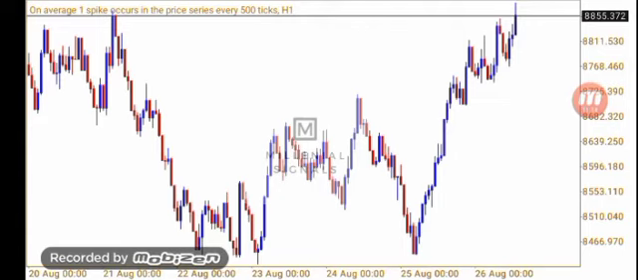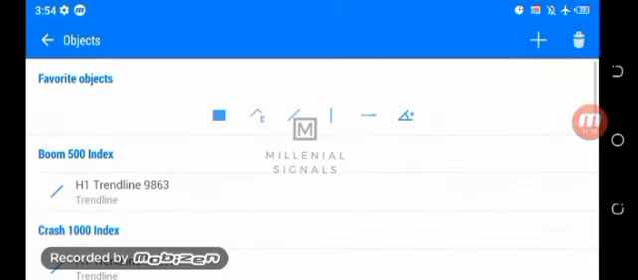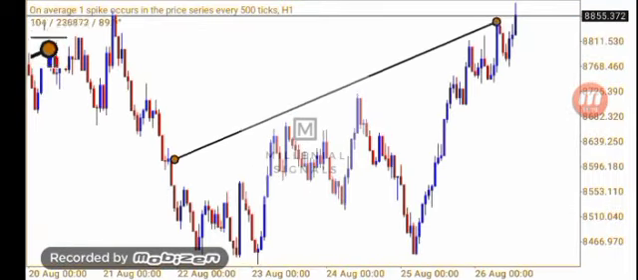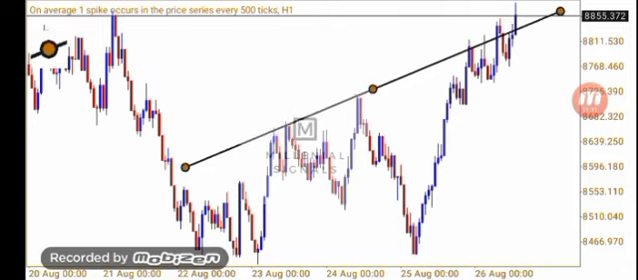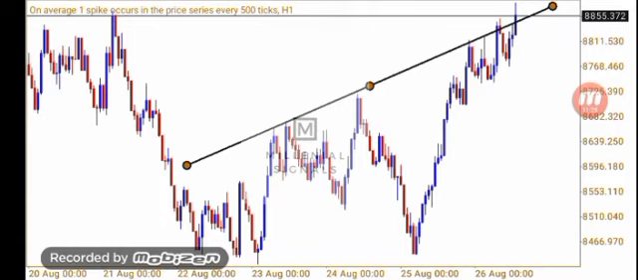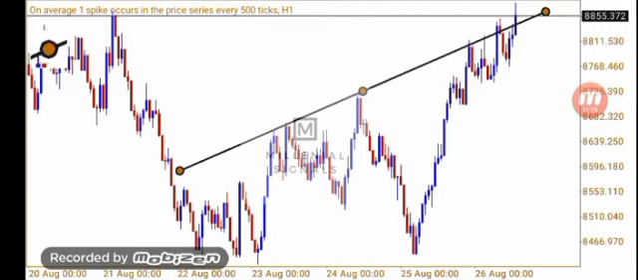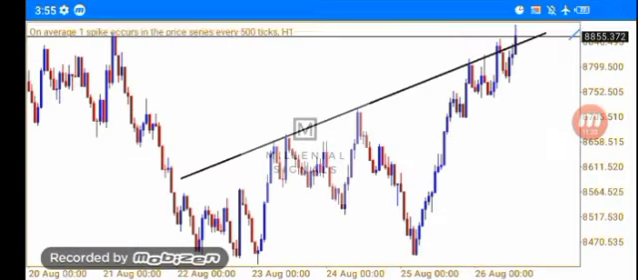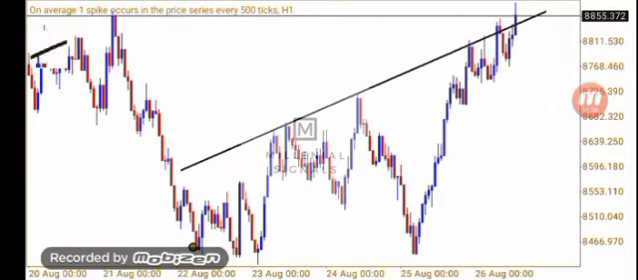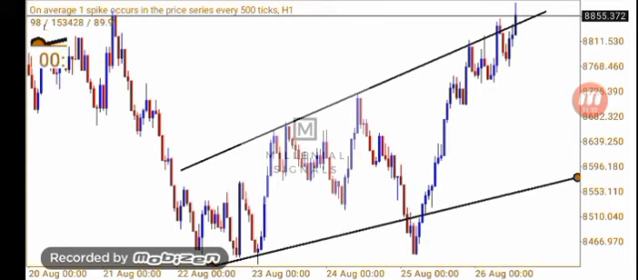Let me draw the trend. Let's identify our levels. That's our support, our resistance level. Now let me identify the support. Here we have the support.